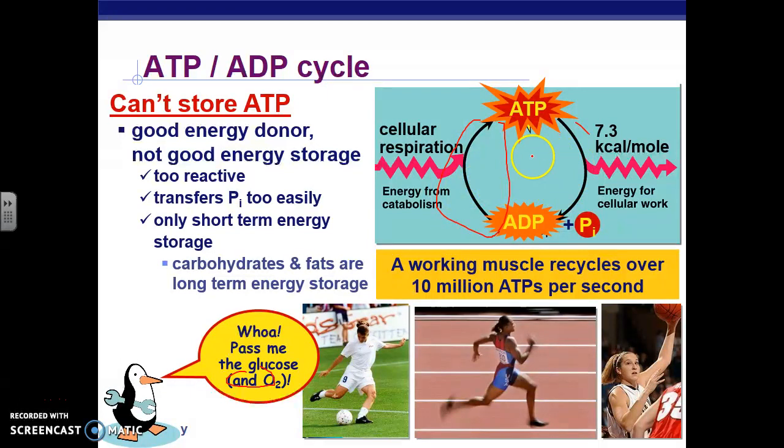But again, on Monday, we're going to focus on how cellular respiration turns ADP into ATP so it can be used for cellular work. And this process is continuous.